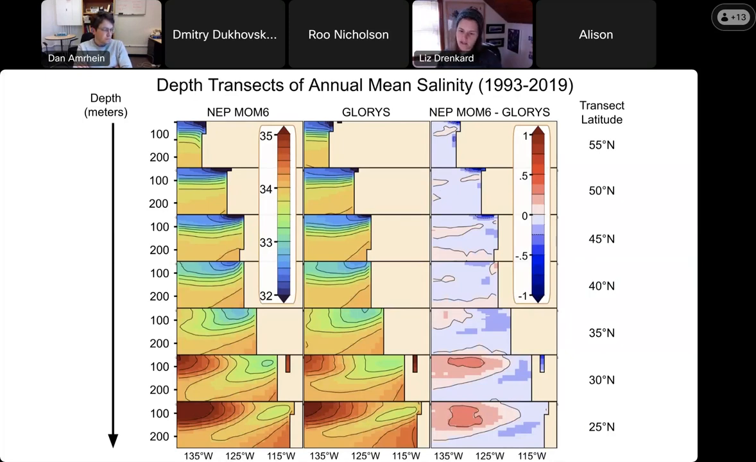We're going to use a more advanced analysis of those water mass properties in our paper. But for the time being, just comparing on the left, I've got the NEP MOM6 results compared to the GLORYS reanalysis. And ultimately, again, we're pretty happy with how this is looking.